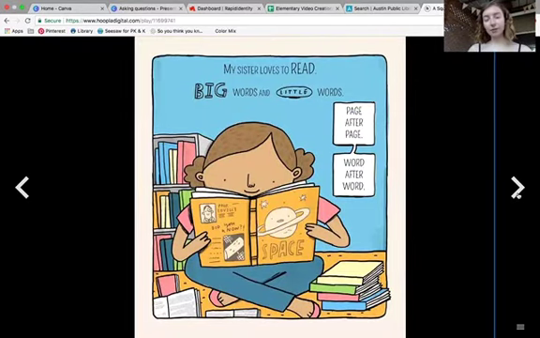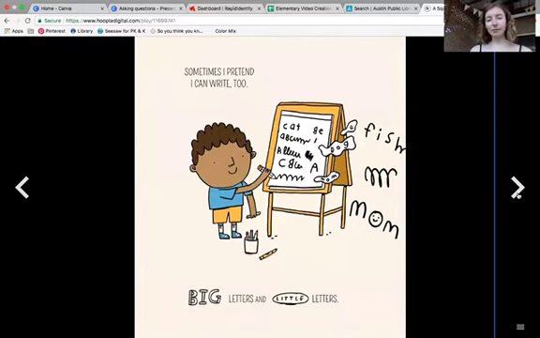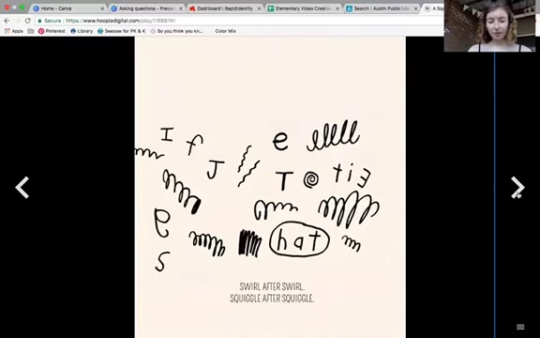My sister loves to read big words and little words, page after page, word after word. My sister loves to write big words and little words, page after page, word after word. Sometimes I pretend I can write too. Big letters and little letters. Do you recognize any of the letters that he is writing? Swirl after swirl, squiggle after squiggle. I see a lot of great letters and the word at, hat right here.